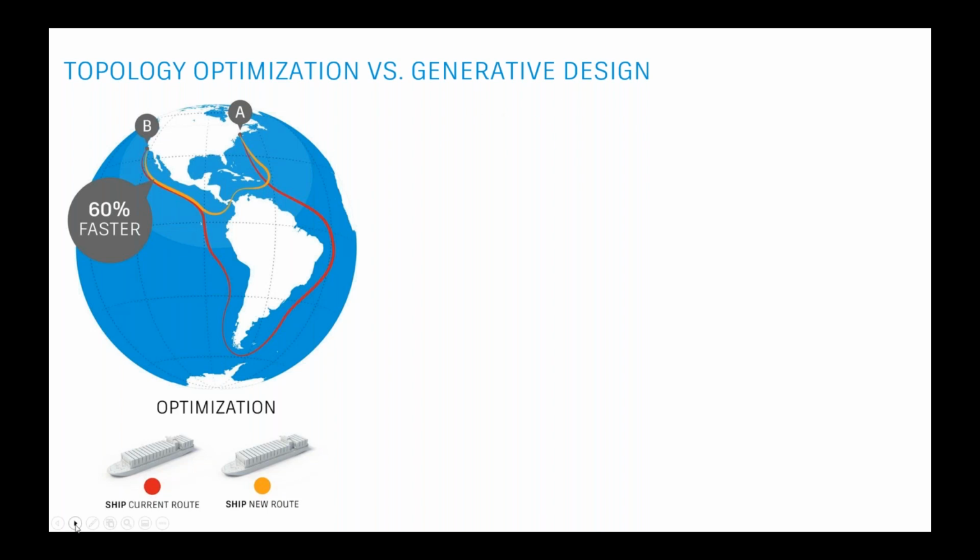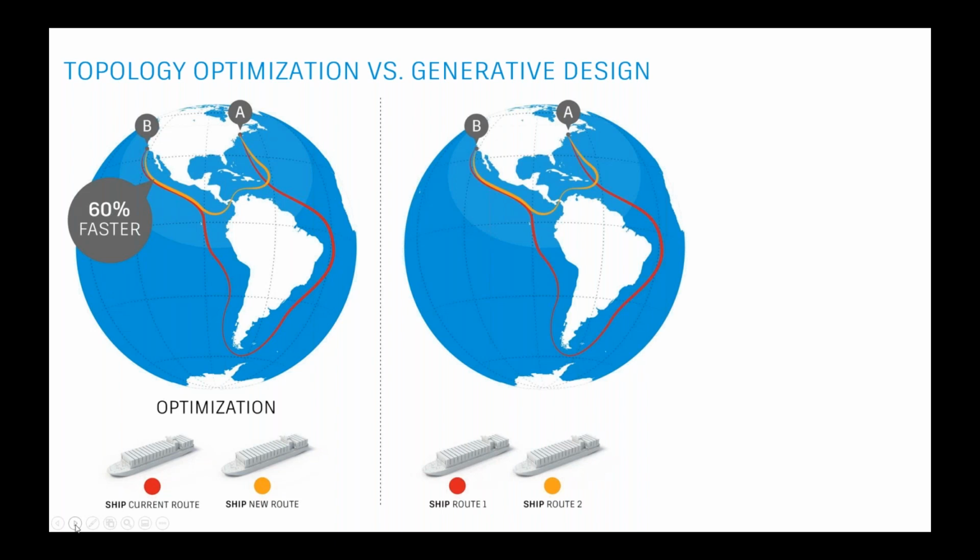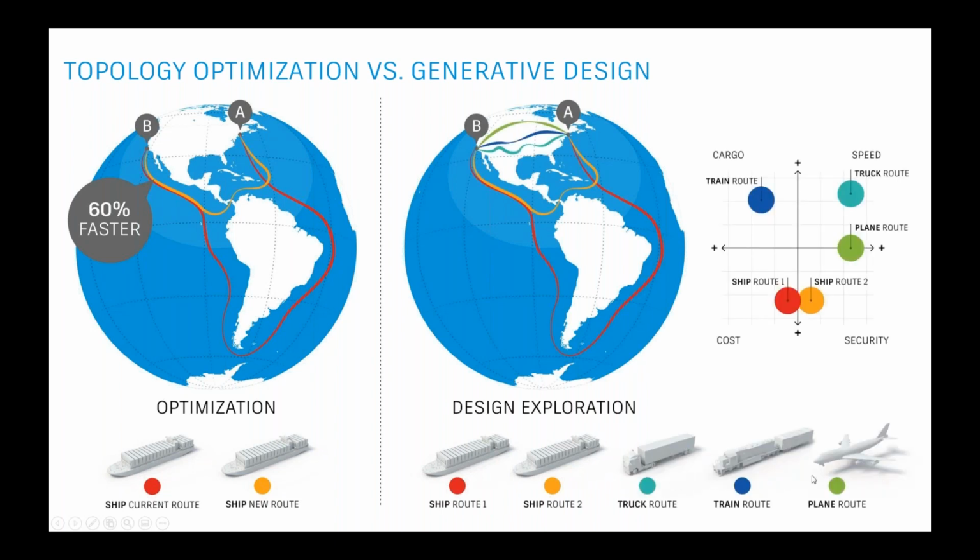Whereas with generative design, we do that still, but then we're also going to add in additional things. So that would be the equivalent of adding in or exploring a truck route, a train route, a plane route, right? And that would be your different manufacturing methods, the different materials. You can add in additional cases to explore different loads, etc. And then you get multiple outcomes, right? So in the case of this transportation analogy, you have to weigh different things like how much cargo can it carry? What are the different speeds? What are the costs and security?